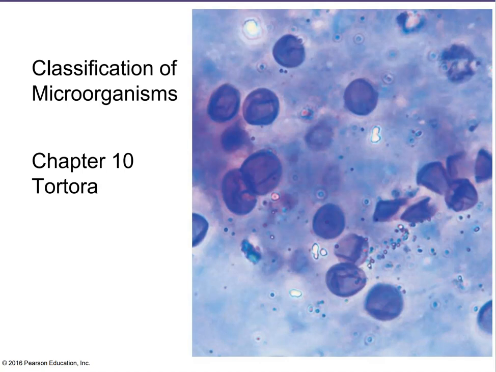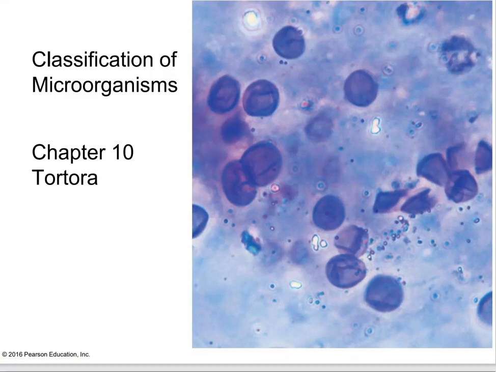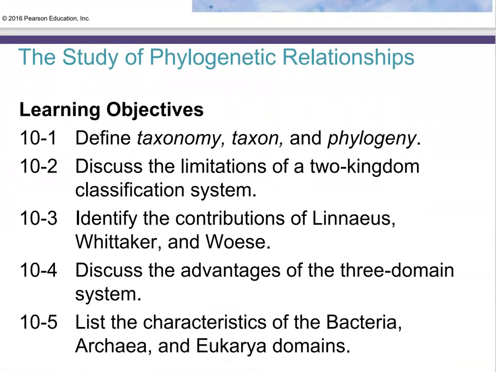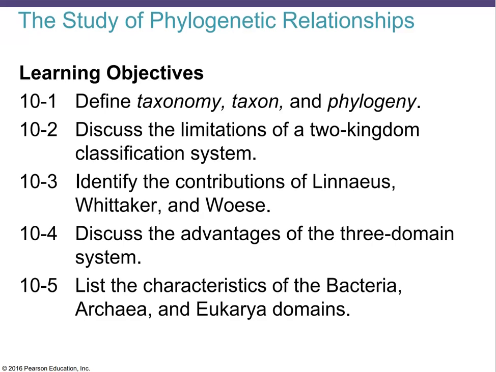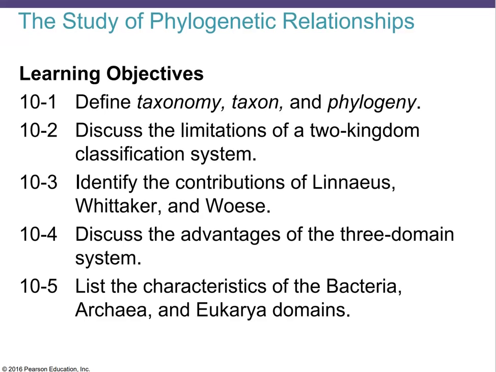We're continuing with chapter 10 in Tortora, and that is the classification of microorganisms. Here's what you'll be learning in this chapter. We're going to take a look at taxonomy, phylogeny. We're going to take a look at the kingdom classification system versus the domain classification system, especially the contributions of Linnaeus and Carl Woese, actually, in particular.